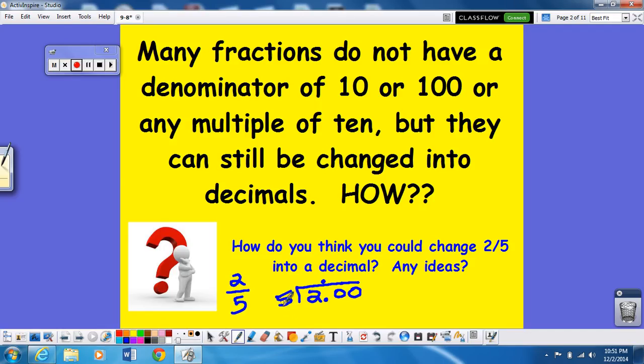5 does not go into 2, but 5 goes into 20 4 times. 4 times 5 is 20. Bring down your 0. 5 goes into 0 0 times. 0 times 5 is 0, and we can stop. You have just changed 2/5 into a decimal, which is 40 hundredths. Now remember that the zeros at the end of decimals do not have to be there. So if I were to cover this 0 up, that number would be 4/10. So let's look at a couple more.